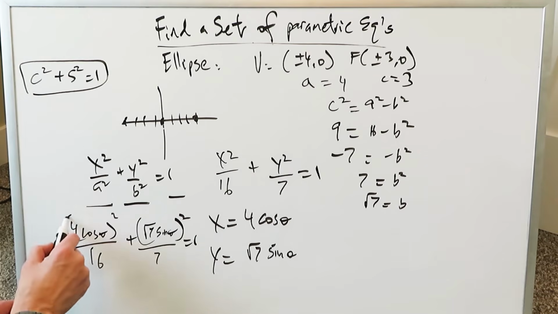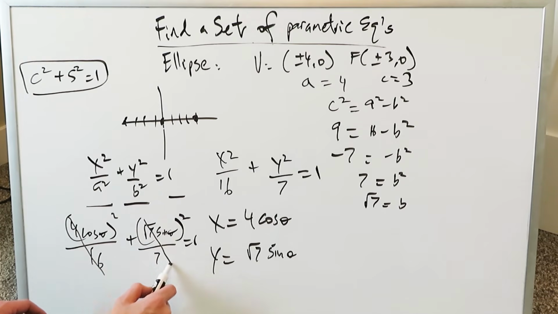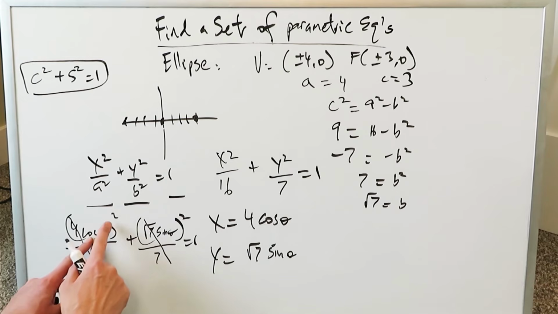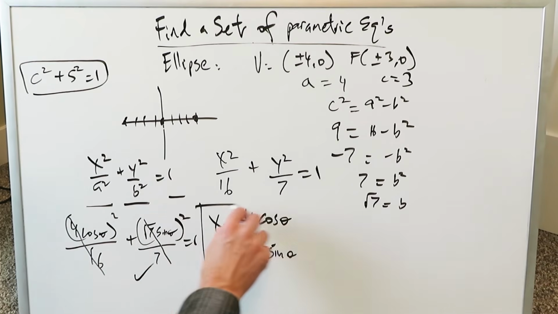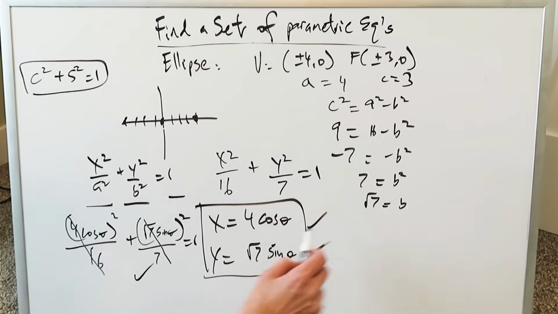This will become a 16 and it'll cancel out. This will become a 7 and it'll cancel out. You'll be left only with the identity cosine squared theta plus sine squared theta is equal to 1, and that would be all that you would want. So these parametric equations here are good, and that right there would be your answer to this question.